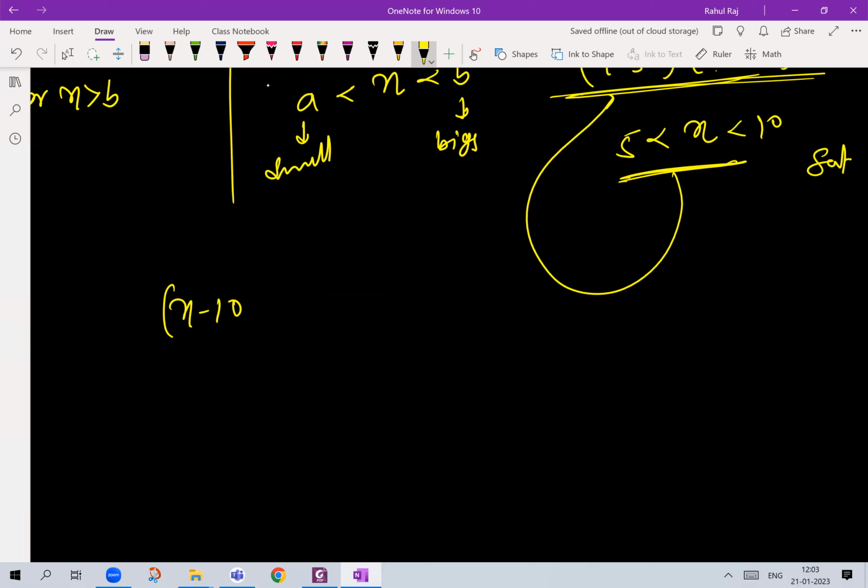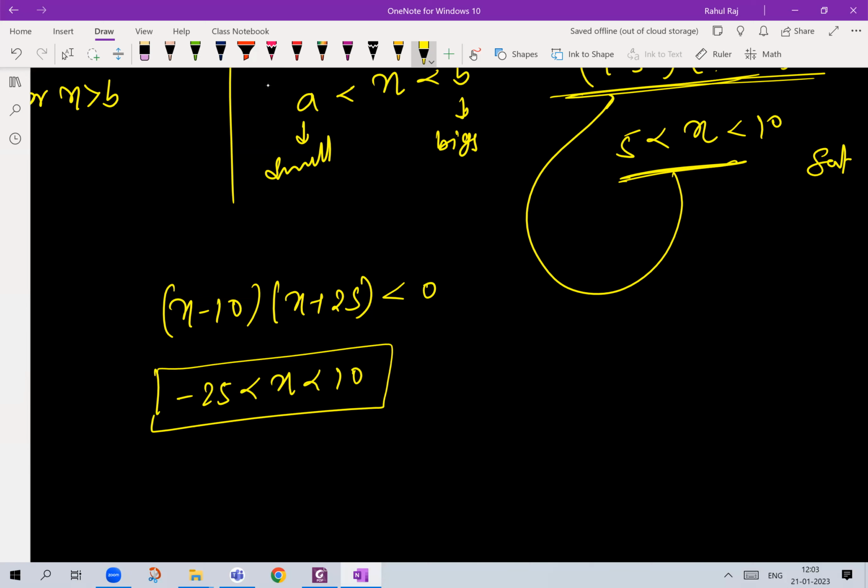x minus 10 into x plus 25 less than 0. What will be the value? Please speak. x lies between minus 25 and 10. Because this is already in the form of x minus a, so x lies between minus 25 and 10.